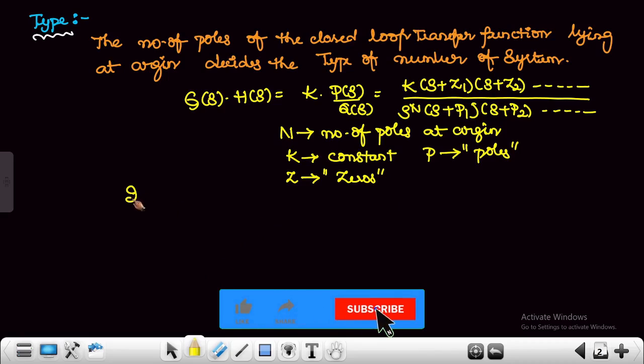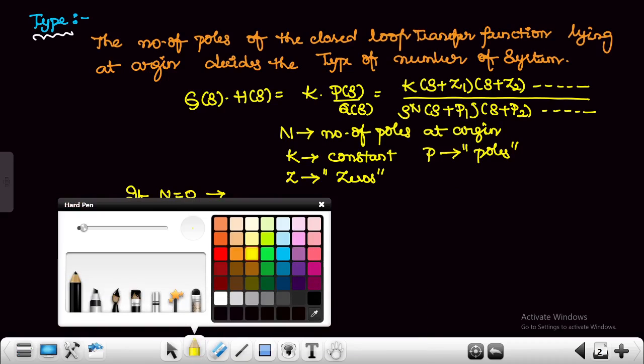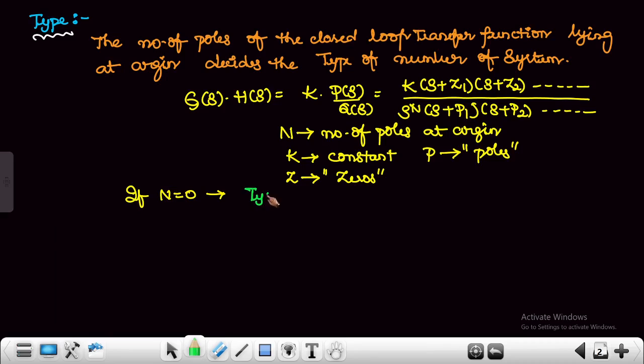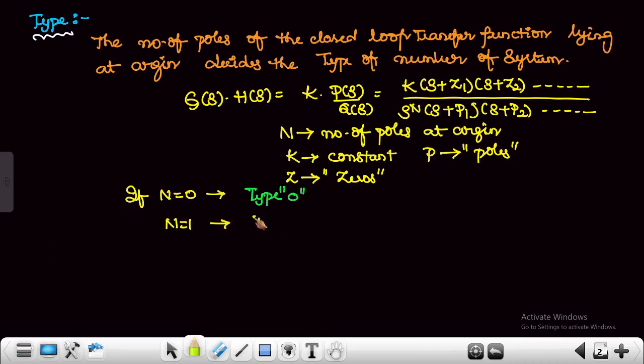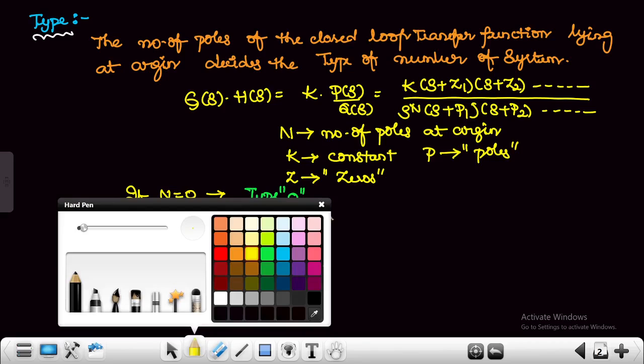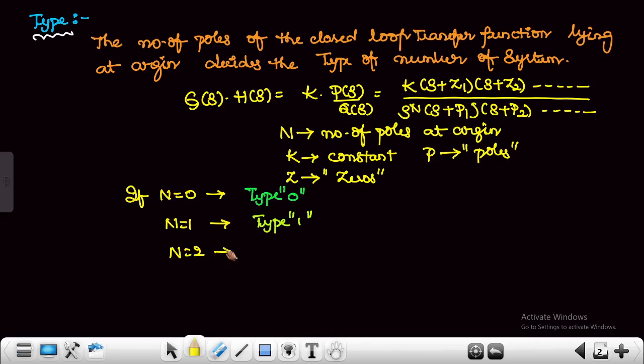If N equals 0, that is called a type 0 system. If N equals 1, that is called a type 1 system. Whenever N equals 2, that will be called a type 2 system. So this is the basic definition of the type of the system.